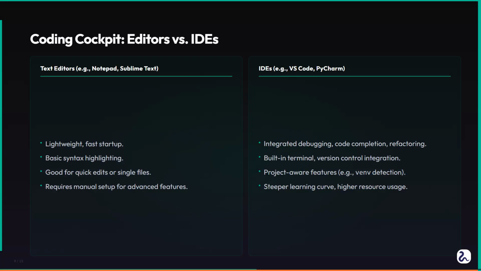For serious development, VS Code with its Python extension, or PyCharm, are industry standards. They offer features like IntelliSense for code completion, integrated debuggers that let you step through your code line by line, and linters that catch errors before you even run your program. These tools dramatically boost your productivity.